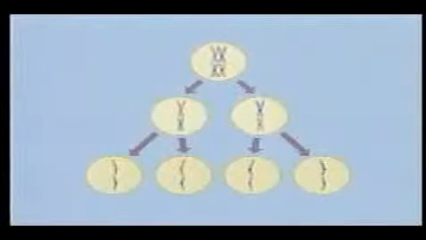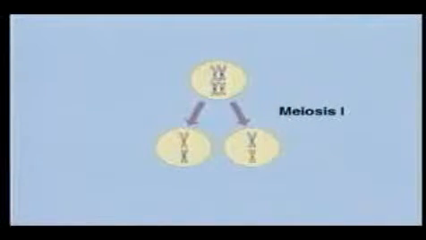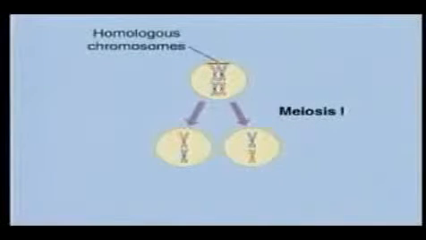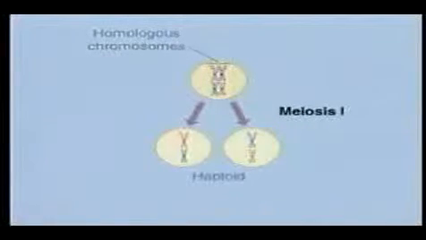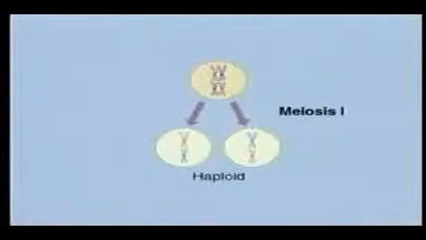The parent cell divides twice during meiosis. The first cell division is called meiosis I. During meiosis I, the homologous chromosomes are separated. 2 new cells are formed, each containing half the chromosomes from the parent cell. A cell with only 1 set of chromosomes is called a haploid cell.